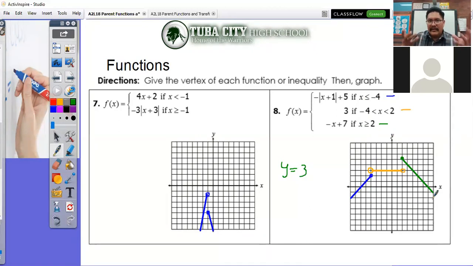So now we have an area where there are no overlaps. So this is still a function. It's a piecewise function, meaning again that there are different pieces graphed together.